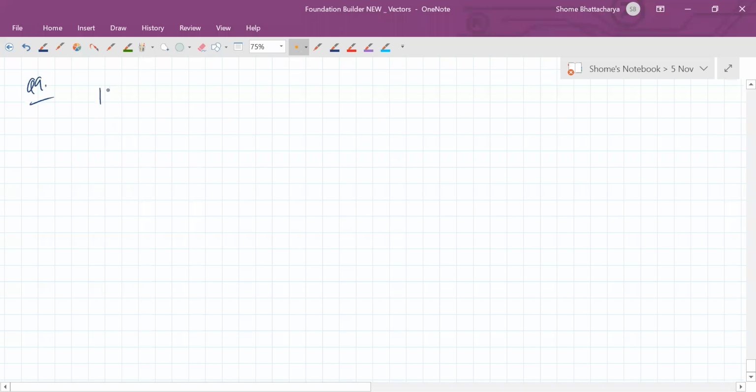So the magnitude of the cross product of two vectors, A cross B, is AB sine theta. Now in this you can see that sine theta will range between 0 and 1, no? Because obviously theta is between 0 and 180 degrees.